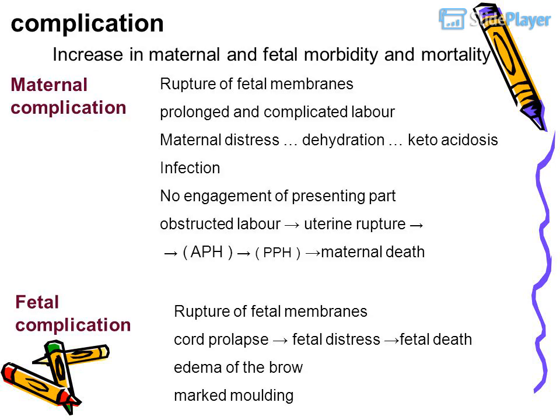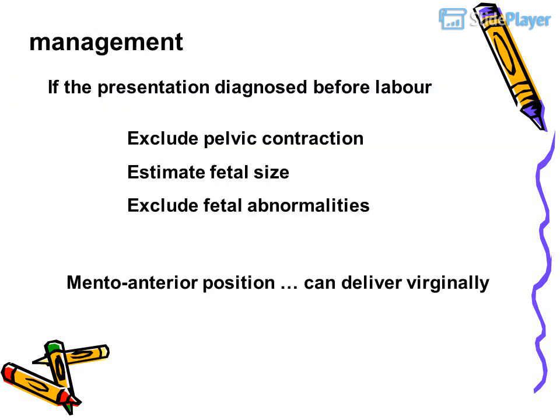Complications: increase in maternal and fetal morbidity and mortality. Maternal complications: rupture of fetal membranes, prolonged and complicated labor, maternal distress, dehydration, ketoacidosis, infection, no engagement of the presenting part, obstructed labor, uterine rupture, antepartum and postpartum hemorrhage, maternal death. Fetal complications: rupture of fetal membranes, cord prolapse, fetal distress, fetal death, edema of the face, marked molding.